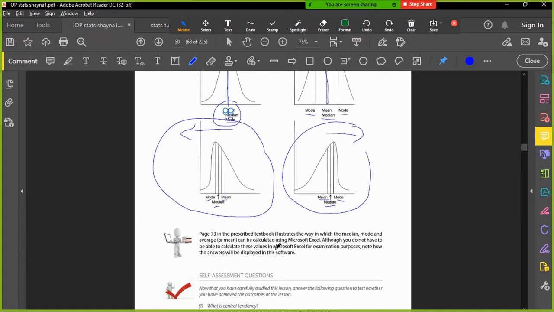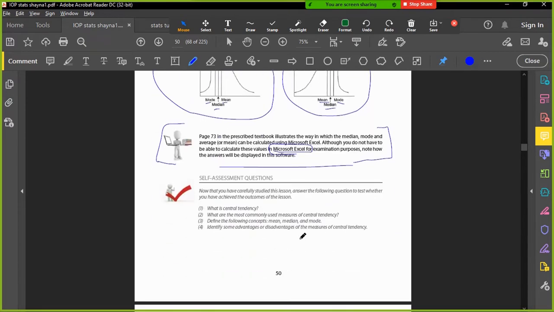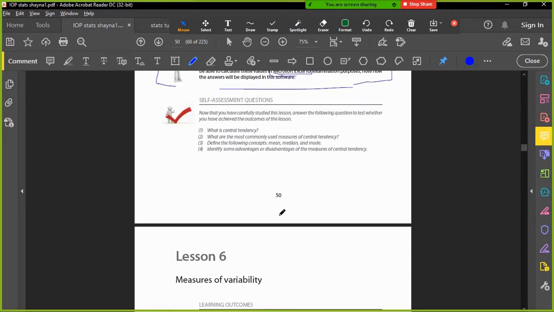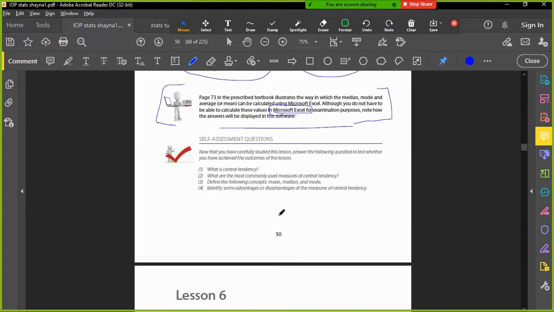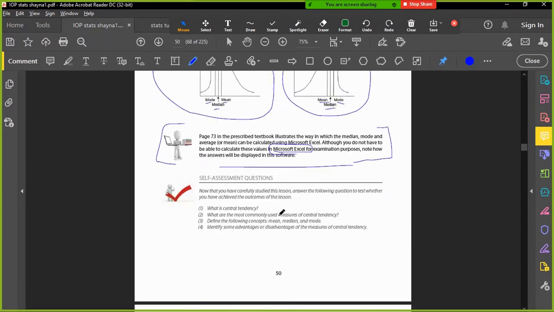I doubt they'll test you on Excel, but they're just saying that you can use Excel to do certain workings, although you do not have to be able to calculate values in Microsoft, for example. See, they're even stating it there. You asked me about Excel earlier. There's the answer. Thank God. Okay, good. Self-assessment questions. That's the end of 5.